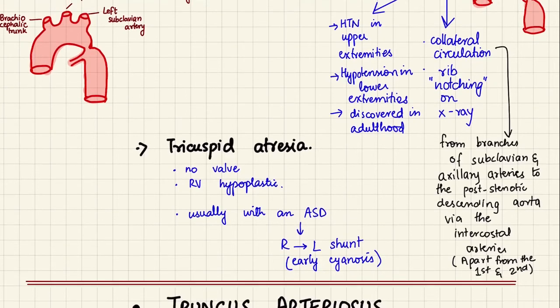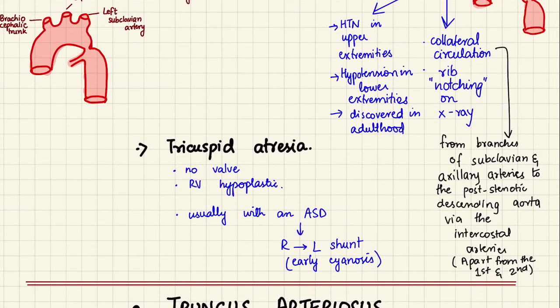Now, let's see tricuspid atresia. In this case, we have complete blockage of the tricuspid valve and the right ventricle is hypoplastic. This is usually associated with an atrial septal defect because, of course, for this fetus to be born, there has to be a right to left channel through which the normal fetal circulation goes. But we do not need the right ventricle during fetal life, right? But as soon as this baby is born and we need the lungs to function, that will not occur, and there is no passage from the right ventricle to the lungs, so this will present as early cyanosis.